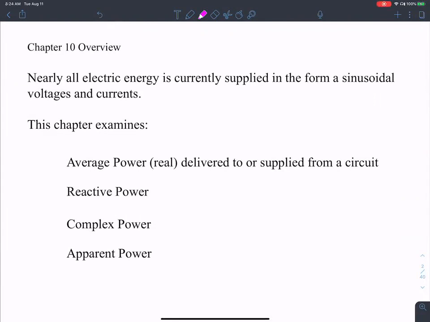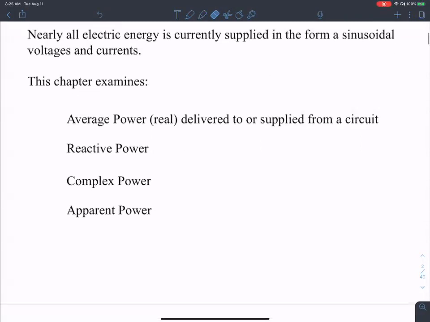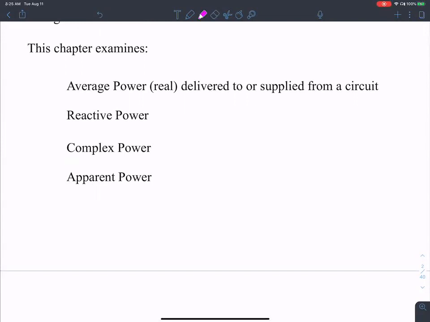Nearly all electric energy is currently supplied in the form of sinusoidal voltages and currents. The toolset that we developed in the last chapter, steady state sinusoidal analysis, is going to come in handy from here on out, because all the power is supplied to residential and industrial use in sinusoidal form. We'll be talking about different definitions for power: average power, reactive power, complex power, and apparent power. I'm going to give you the definitions for these as we go along.